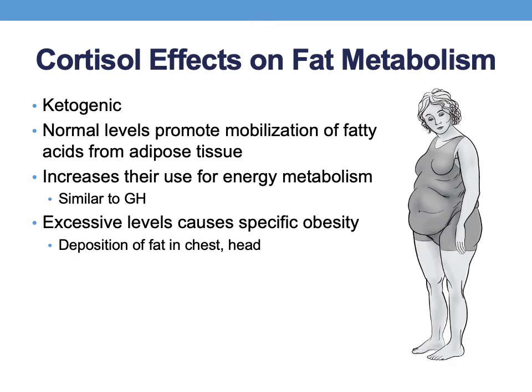Cortisol's effect on fat metabolism. Cortisol is ketogenic. Normal levels promote mobilization of fatty acids from adipose tissue. It increases their use for energy metabolism, very similar to growth hormone. But excessive levels cause specific obesity, a deposition of fat in the chest, in the head, and specifically across the shoulders in the back. What happens is, if there's too much cortisol, if it's hypercortisol, then you'll have so many fatty acids mobilizing, but instead of continuing to promote them for use in metabolism, it just redistributes them.